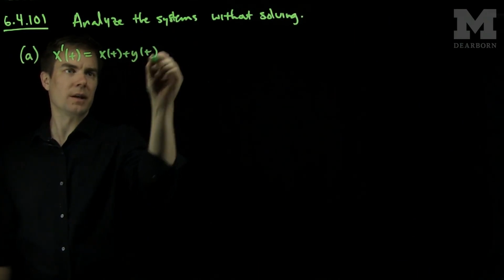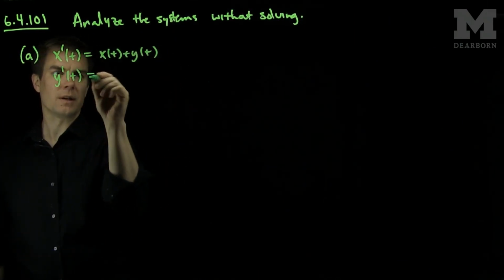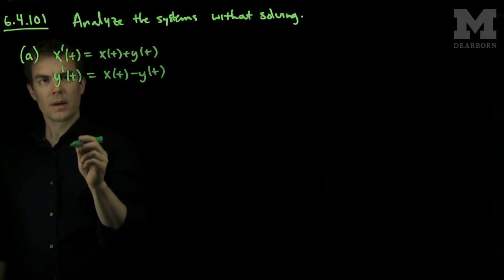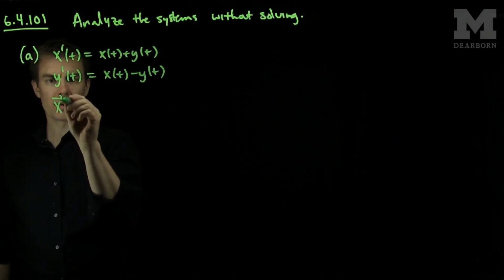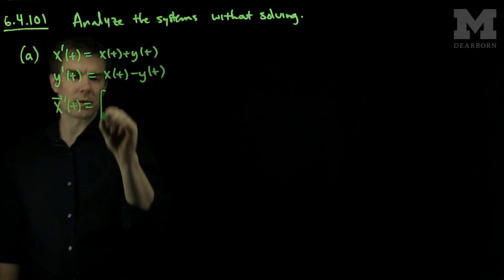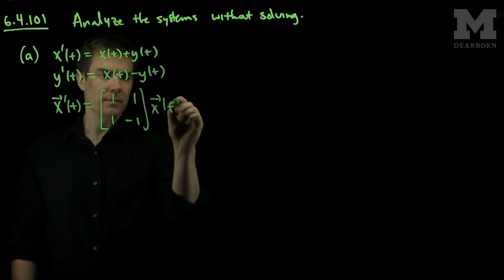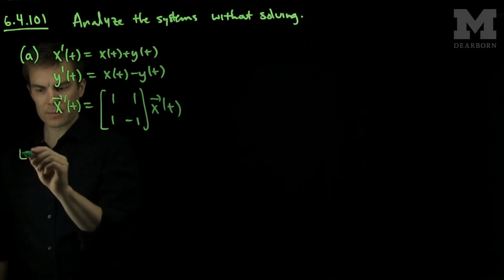plus y of t, and y prime of t equals x of t minus y of t. In this system, in matrix notation, we can write this as x prime of t is the matrix 1, 1, 1, negative 1, x of t. And we can find the eigenvalues of this matrix.